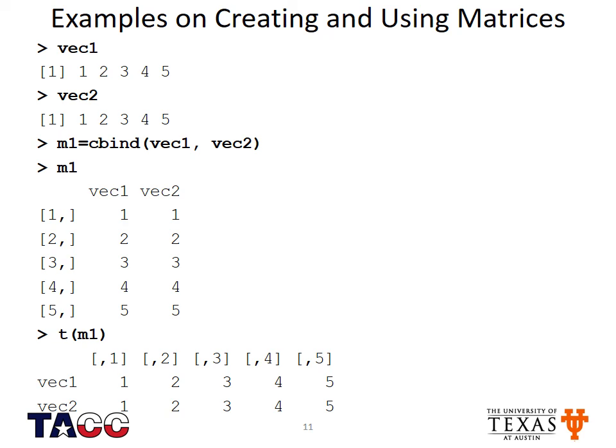Now, if you want to transpose the matrix, you can use the function named t for transpose. So the function t takes an argument, which is the matrix name. So if you had created the matrix named M1, you can pass that to the function t as shown on the slide. And what this will do is it will transpose the matrix, that is, turn the columns into rows and rows into columns.